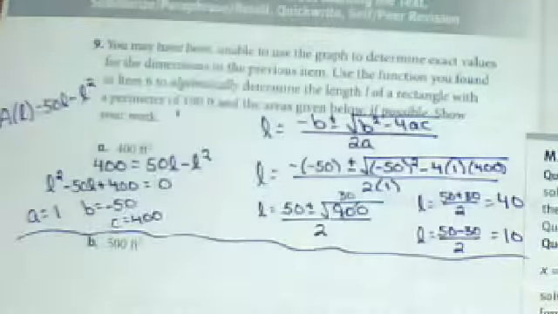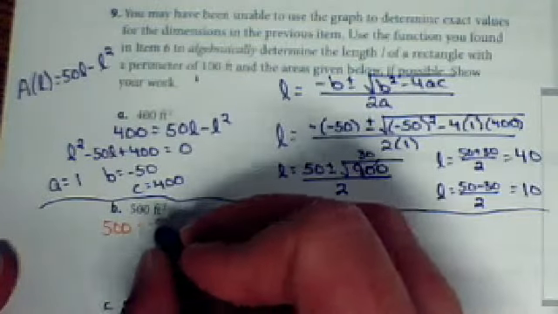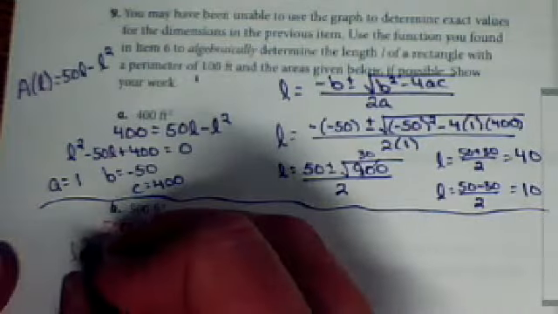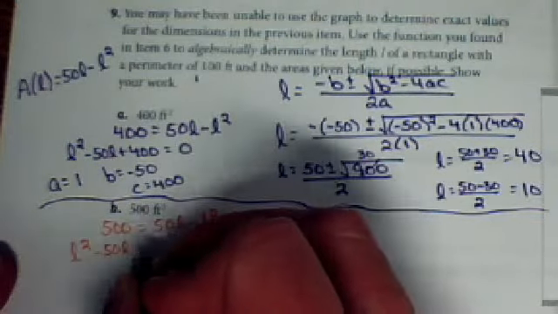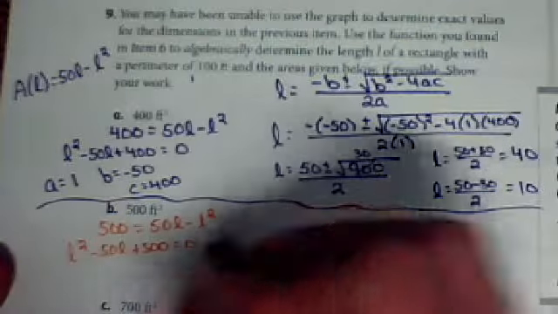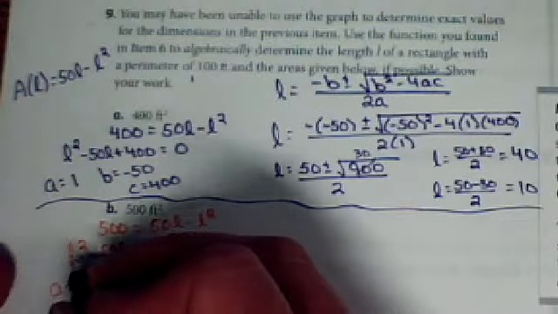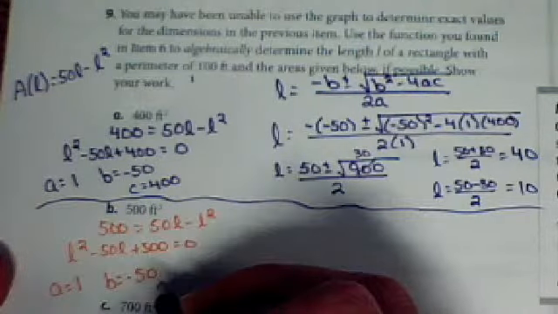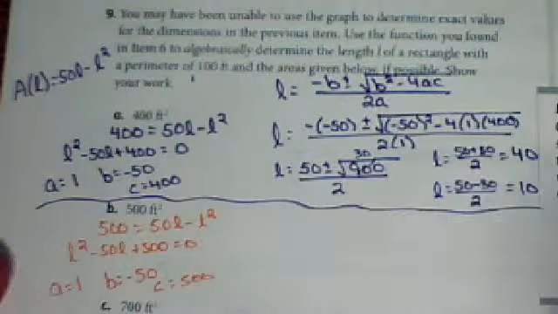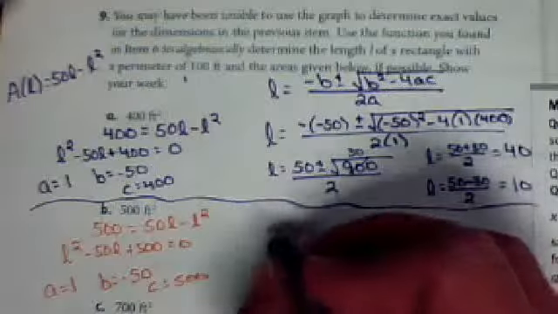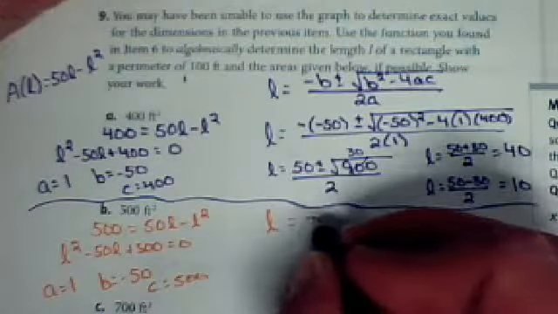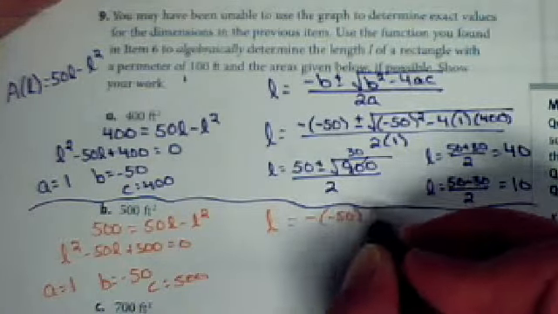Now let's do it with 500 feet squared. So in my formula, 500 is going to go in for the area. So it's going to be 500 equals 50L minus L squared. L squared minus 50L plus 500 equals 0. My A is the coefficient of the squared term, which is 1. B is going to be negative 50 again. The only thing that really changes is this C. It's now 500. I'm not going to rewrite my quadratic formula because it's up there, and we can refer to it at the top of the page.